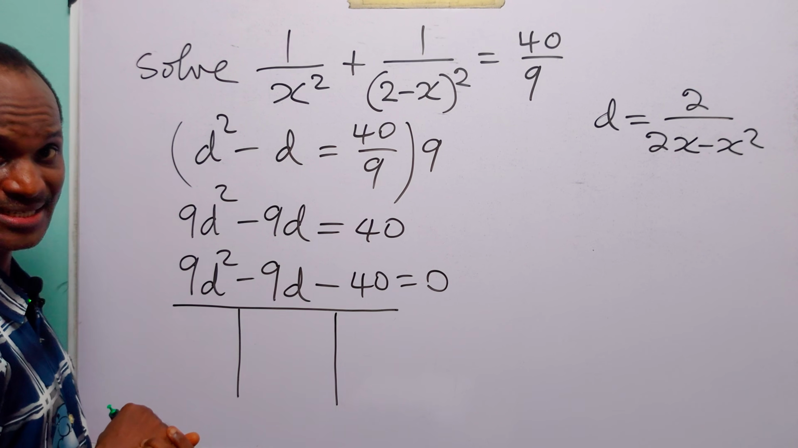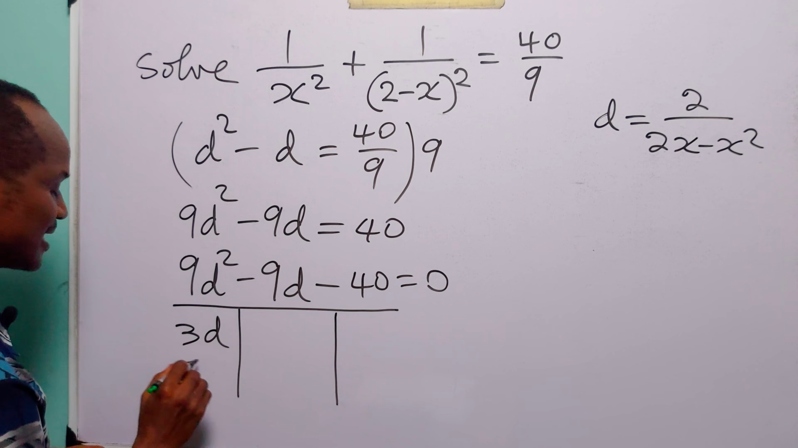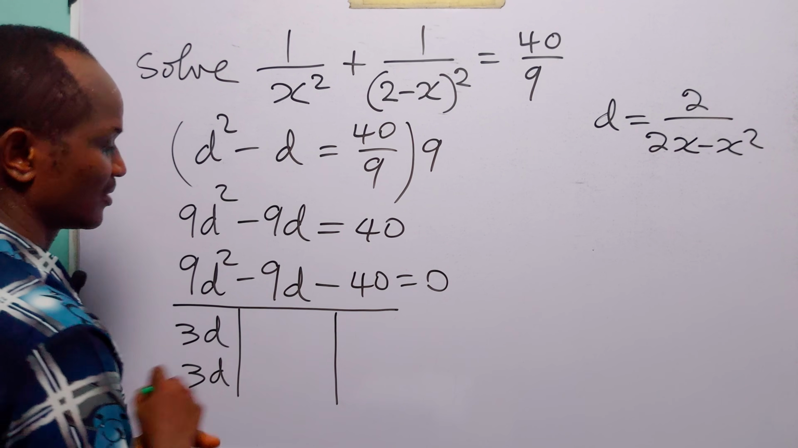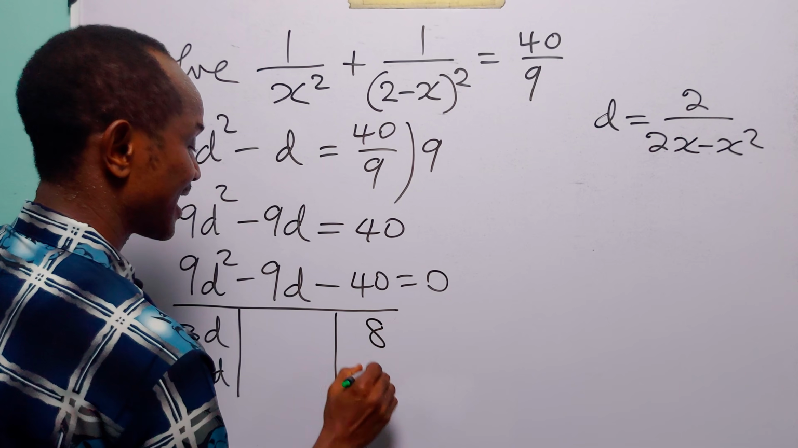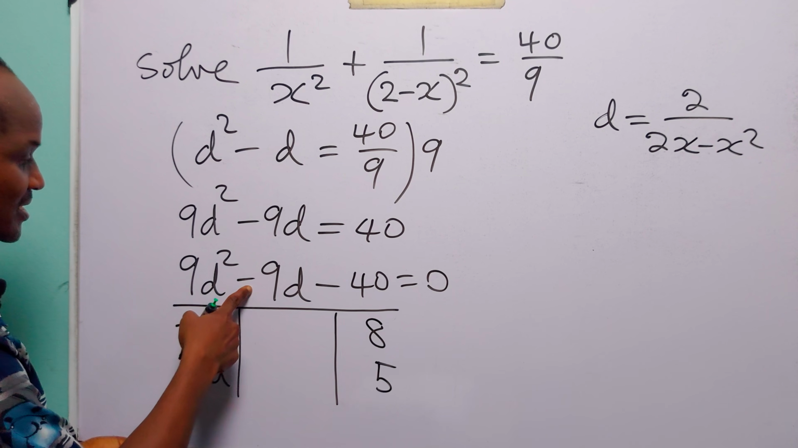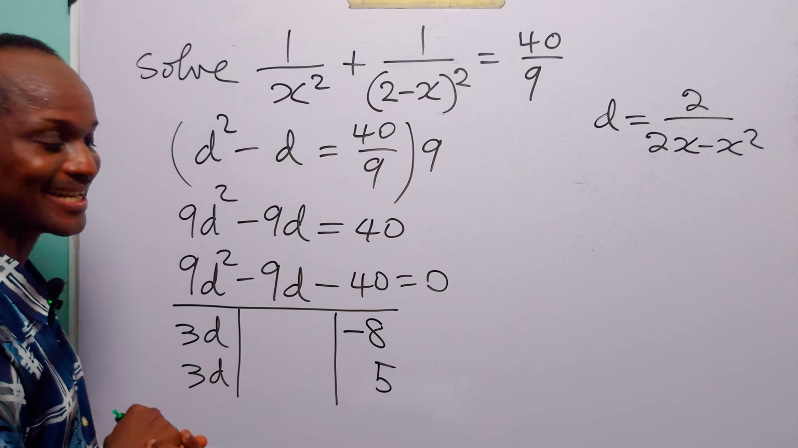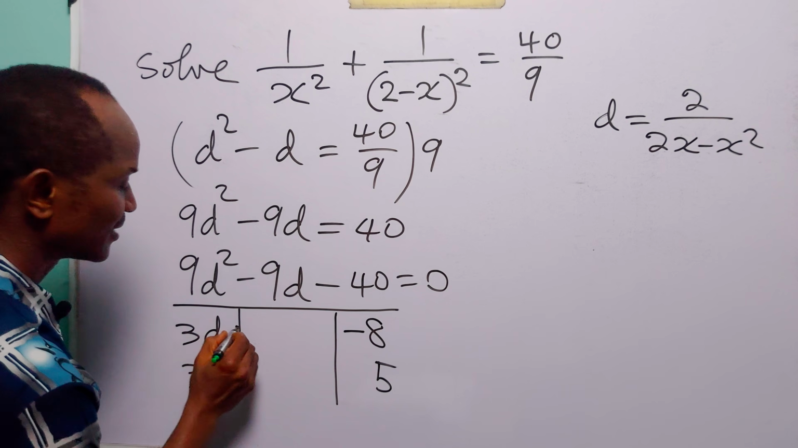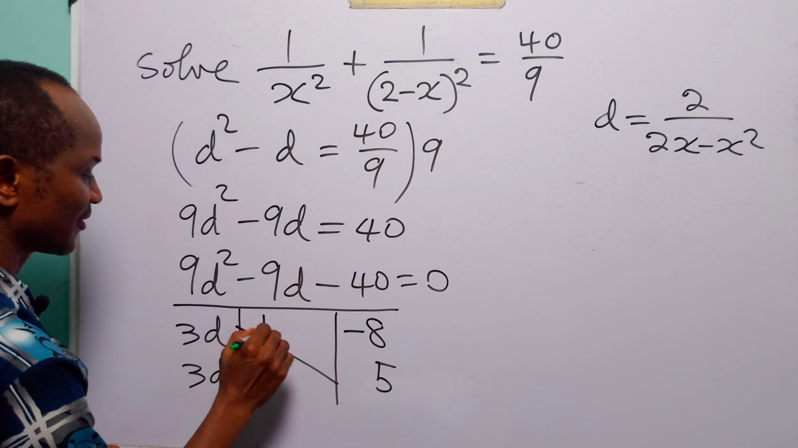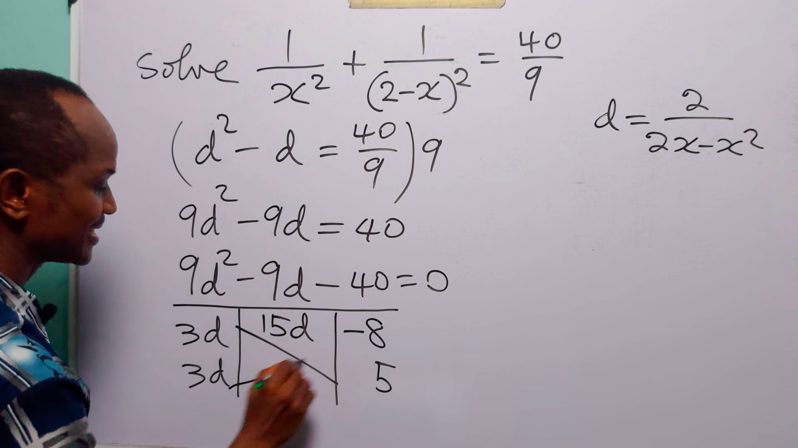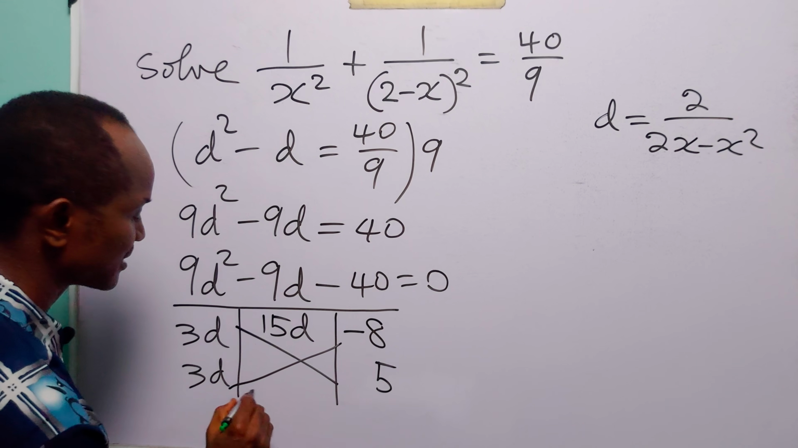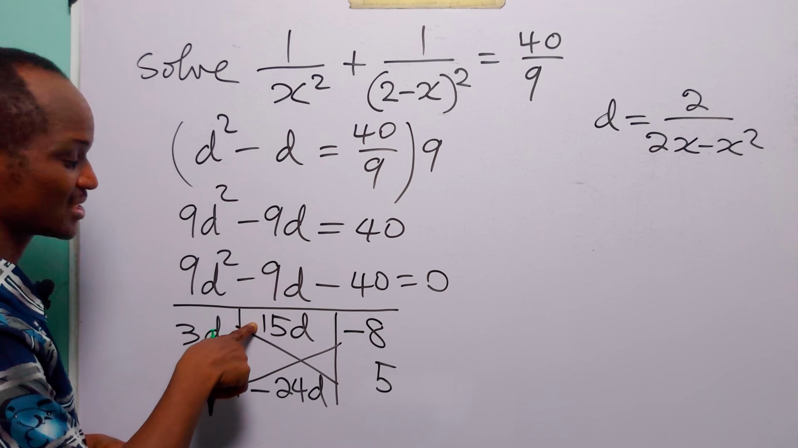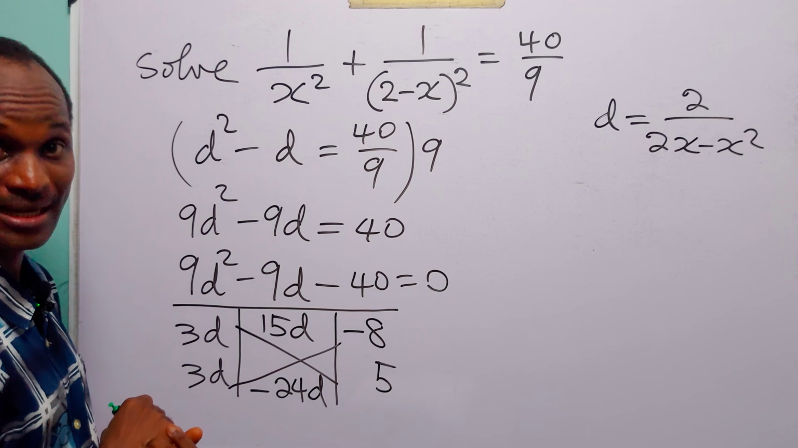Now, what are the factors of 9d squared? We have 3d and 3d. What are the factors of minus 40? We have 8 and 5. Now, since this is negative, let the larger number be negative. Of course, you know that minus 8 times 5 is going to give us minus 40. Now, 3d times 5 is going to give us 15d. And 3d times minus 8 is going to give us minus 24d. And you can see that minus 24d plus 15d is going to give us minus 9d.